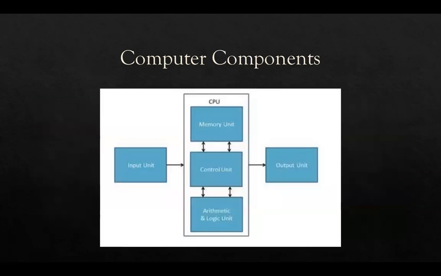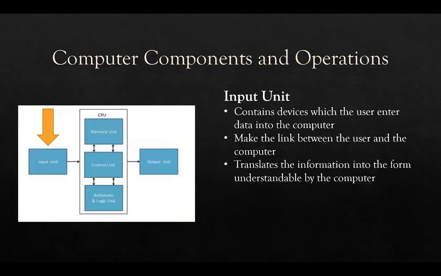So here's a graphical representation of the various computer components that provide the operations we just talked about. We're going to walk through this graphic in detail. First are the input devices. These are devices which are used to enter the data into the computer. So really it is a link between the user and the computer. Input devices must translate that data into a form understandable by the computer.